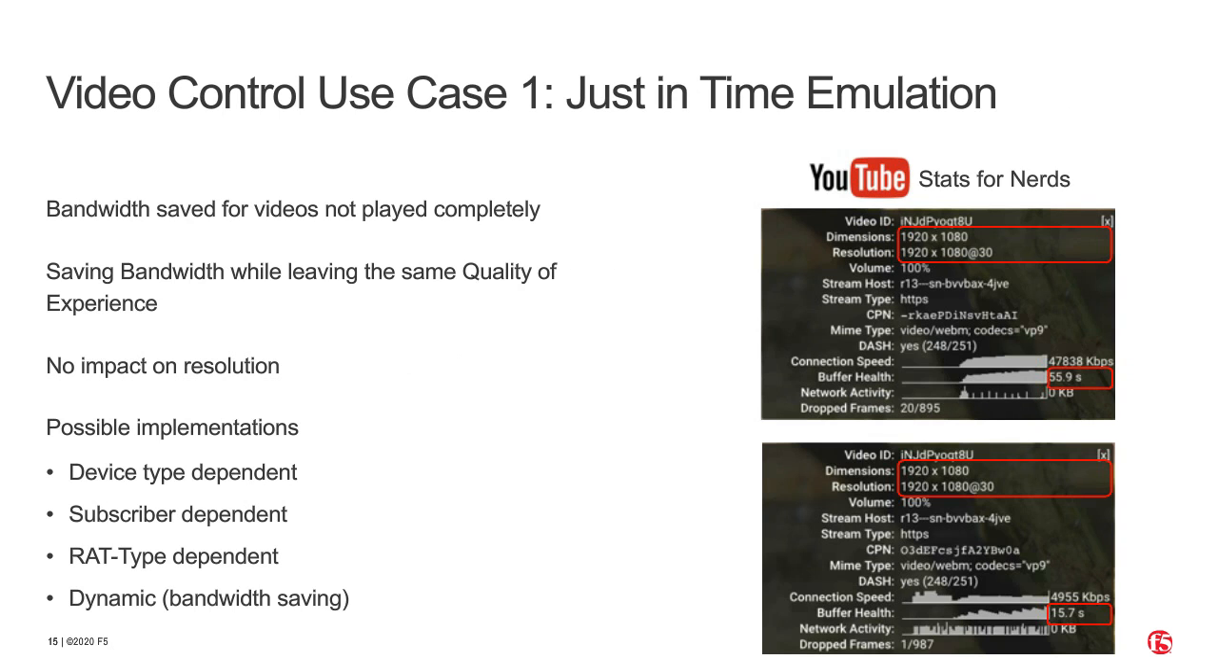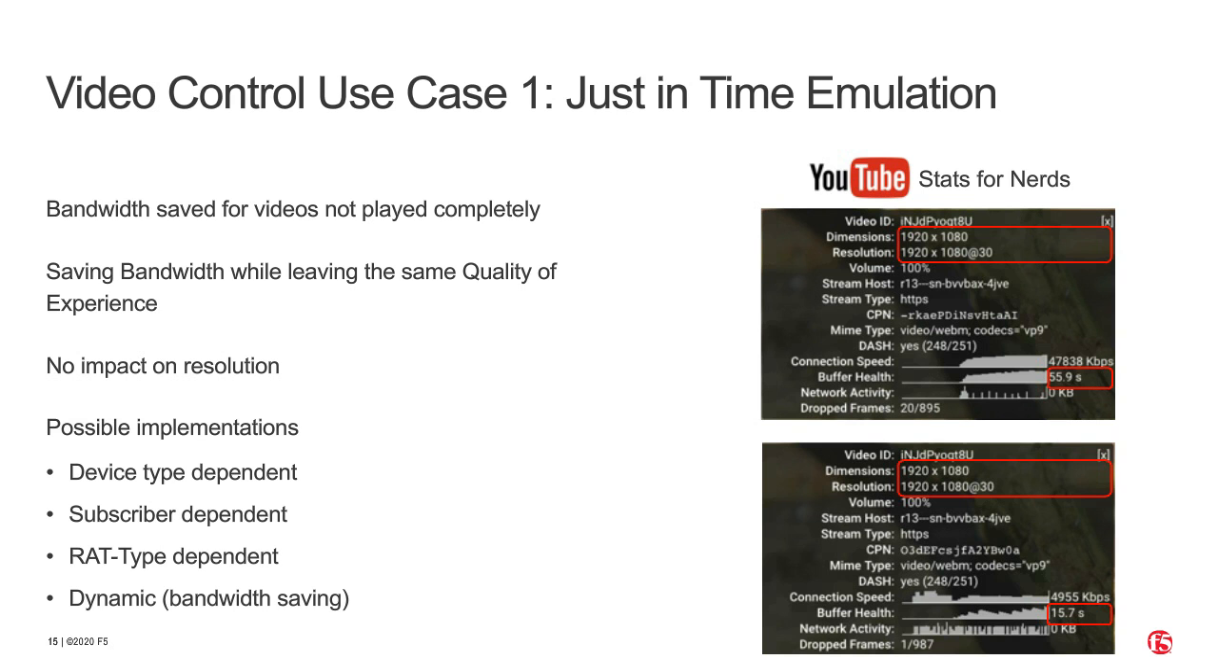Now, coming back to the use case, as I was mentioning in the beginning, there are two possible use cases that could be implemented. The first one is called just-in-time emulation. Why is it called emulation and just-in-time? Just-in-time is the typical terminology that was used by the transcoding-based video optimization solution.